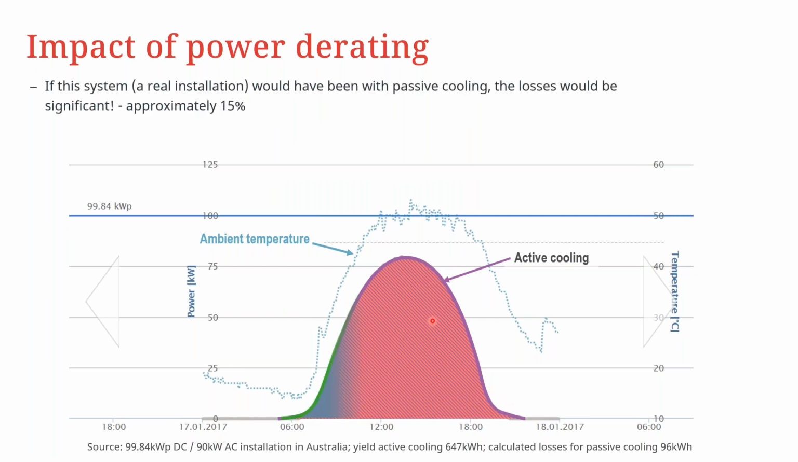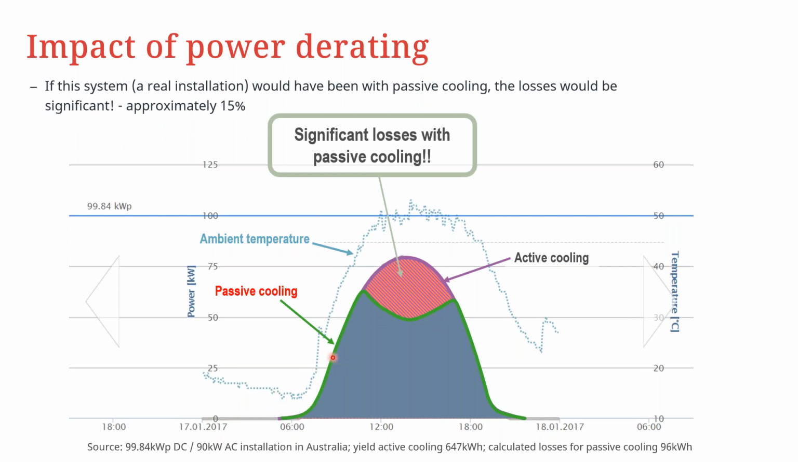But if we were to use a passively cooled inverter, then around midday and up to 3 p.m. thereabouts, when the production would be highest and the ambient temperatures are also quite high, a passively cooled inverter would derate the power output from your inverter, meaning that you're not getting the most out of your PV system.